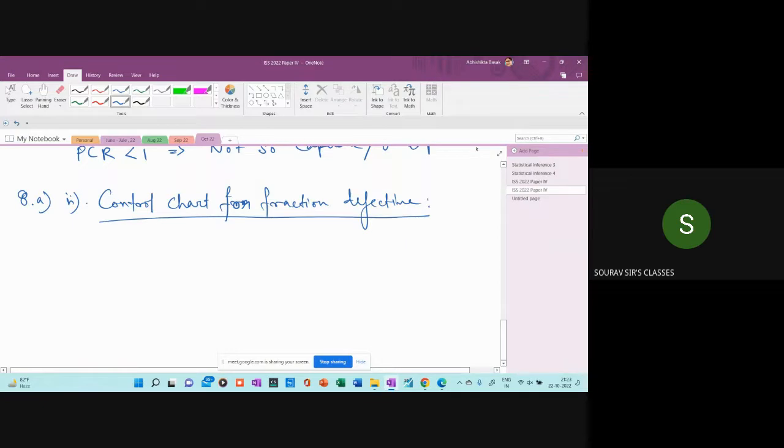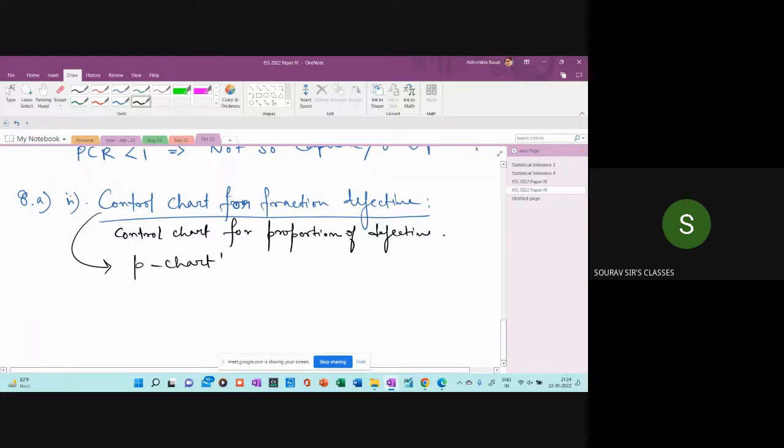Control chart for fraction defective, we have already discussed this: the number of defectives is the NP chart and the fraction defective is the P chart. So another name for the control chart for fraction defective is the control chart for proportion of defective. So the corresponding chart is known as the P chart.